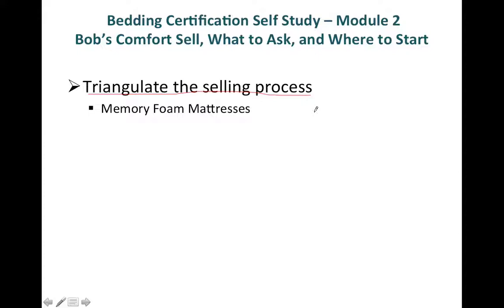If the customer picks the first mattress and they love it and they want to get the first one, you don't need to show the second one. That's common sense. But if the customer wants to see a second one and a third one, try to limit the options to 3. That's what I mean by triangulate.